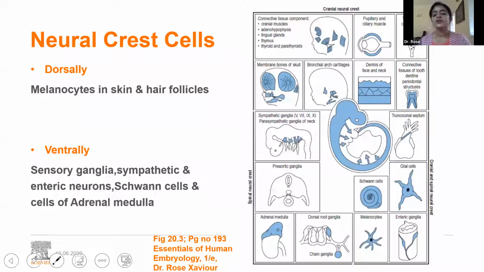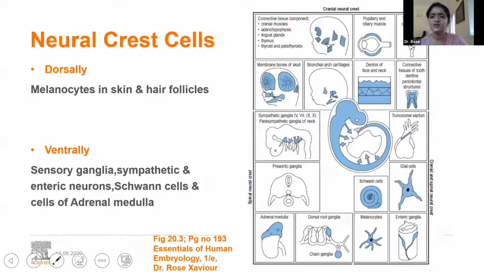For the time being, again, you need to know about the derivatives of the neural crest cells. This is a favorite question for almost all the exams and MCQs as well. We have mentioned that the neural crest cells are dividing into two groups, and they are migrating dorsally as well as ventrally. Roughly speaking, dorsally, they will form the melanocytes in skin and hair follicles, and ventrally they give rise to the sensory ganglia, sympathetic and enteric neurons, the Schwann cells, and cells of the adrenal medulla.